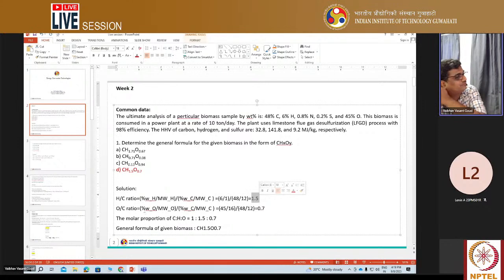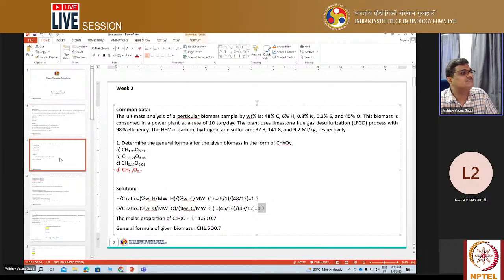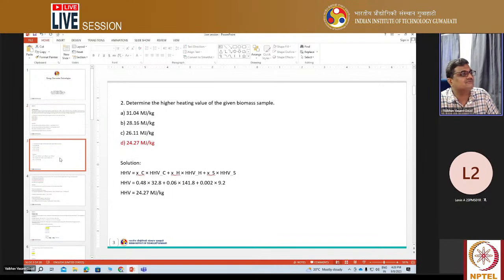In a similar way we can find the O by C ratio, which tells you the amount of H and O, where C is 1 mole. Accordingly, the value of H is 1.5 and O is 0.7. So once we represent the formula in this manner, it comes out to be CH1.5O0.7. Similarly, we can quickly estimate the HHV for the given biomass sample.